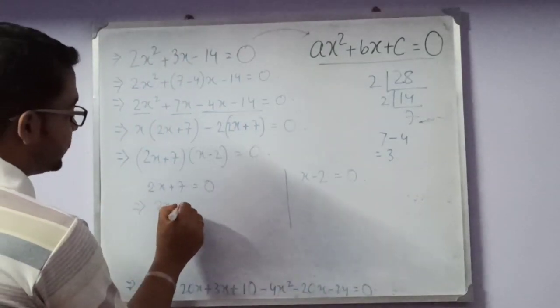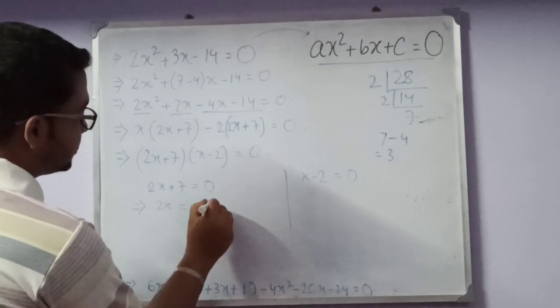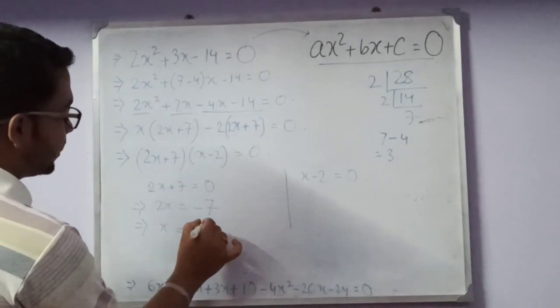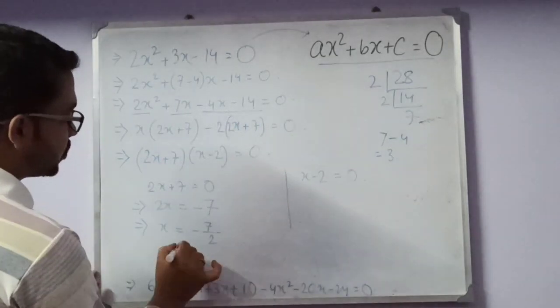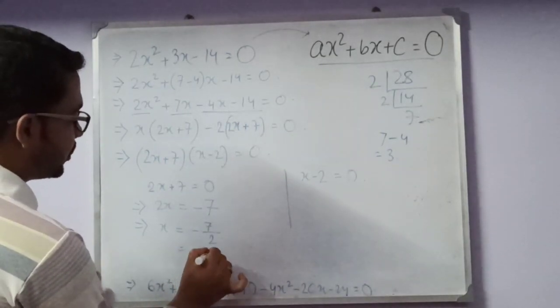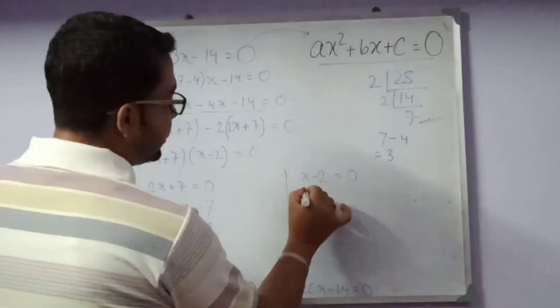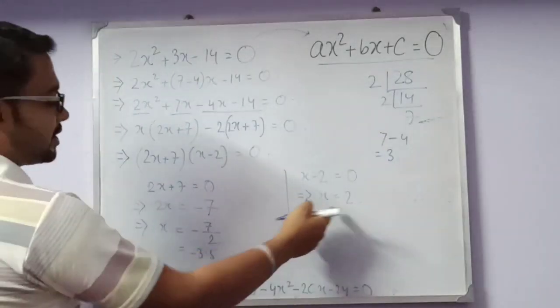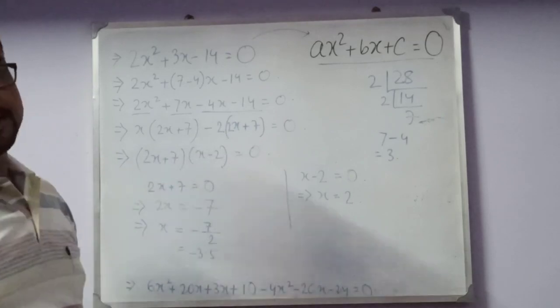So for 2x, this 7 goes to this side, meaning minus 7. So x is equal to minus 7 by 2, or we can write minus 3.5. And from here we can write x is equal to 2. So these are the roots of this quadratic equation.